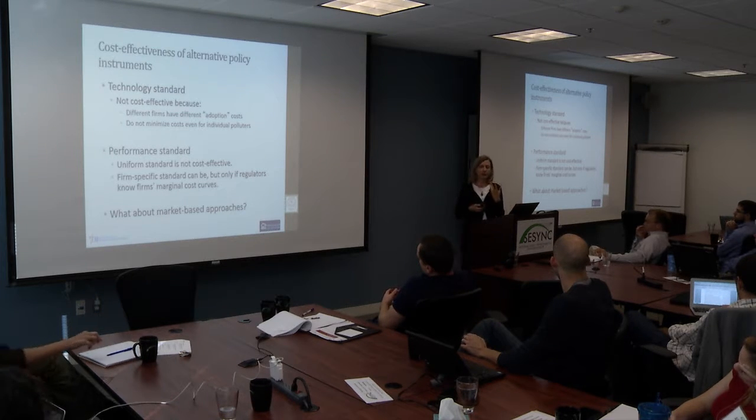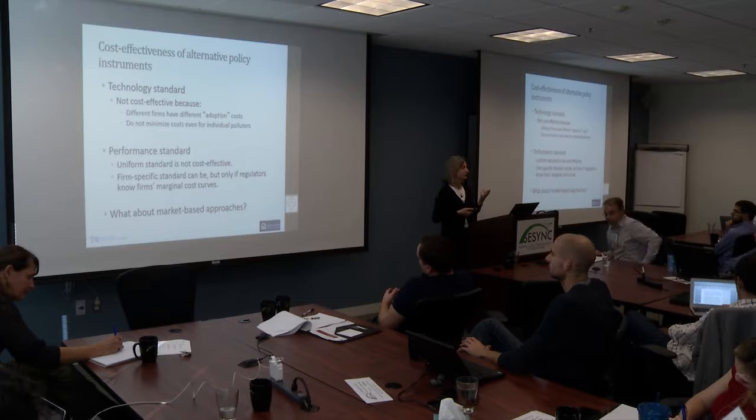So as a regulator, if I had information about firms' marginal costs, I could set a firm-specific standard. I'd just say, firm A, you're going to do 60. Firm B, you're going to do 40. And that would be the cost-effective allocation of pollution control. But from the regulator's perspective, that's pretty information heavy. I'm taking a guess as the regulator about what firms' marginal costs are in a market economy. I don't know.